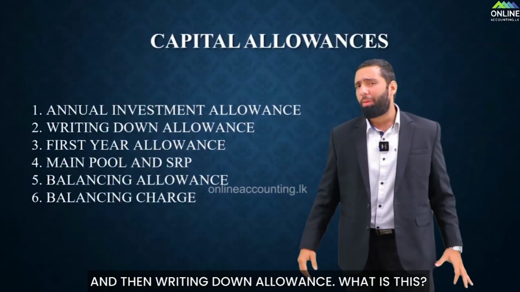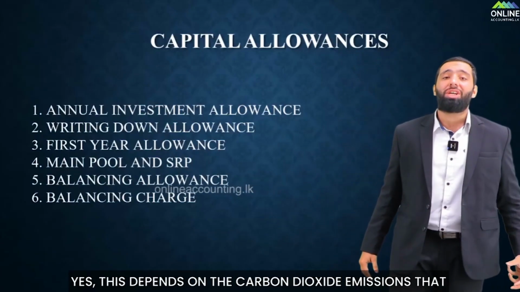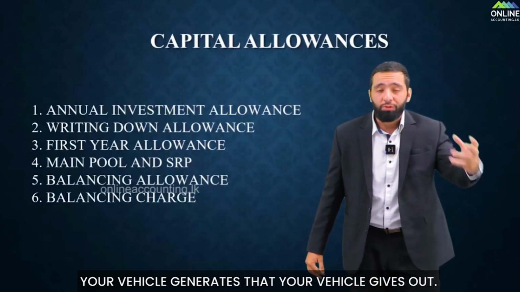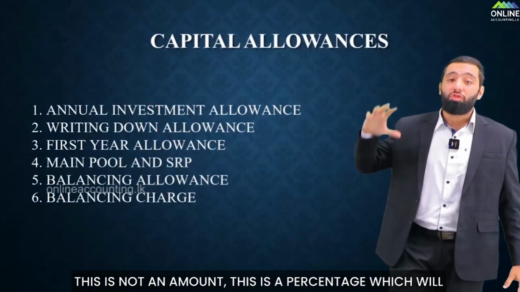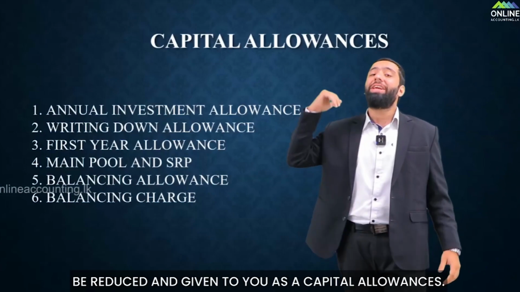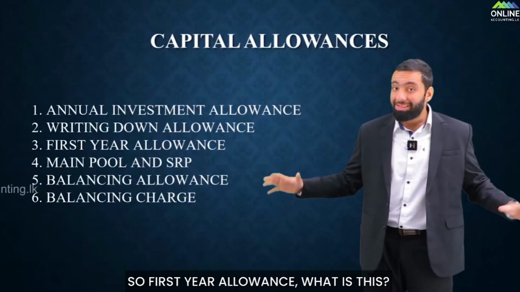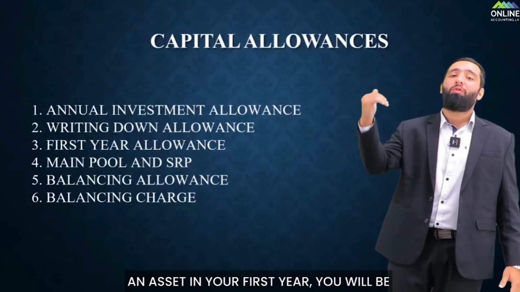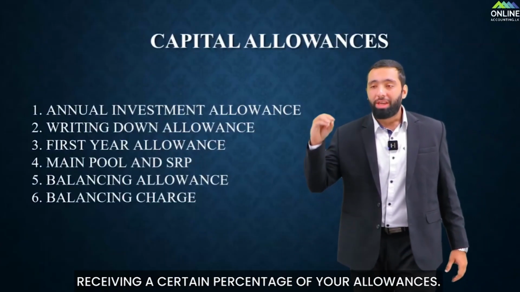And then writing down allowance. What is this? Yes, this depends on the carbon dioxide emissions that your vehicle generates. So make sure writing down allowance has a different percentage. This is not an amount, this is a percentage which will be reduced and given to you as capital allowances. So first year allowance, what is this? Yes, first year allowance is where when you purchase an asset in your first year, you will be receiving a certain percentage of your allowances.